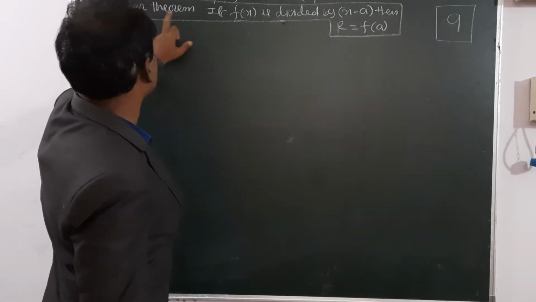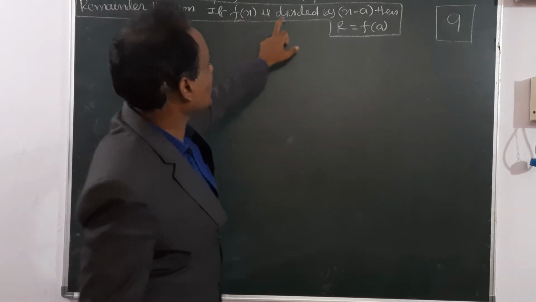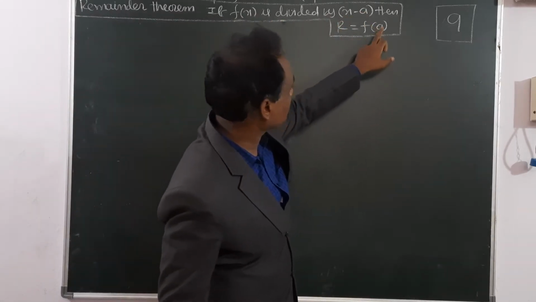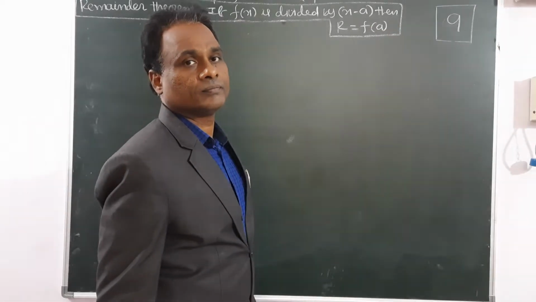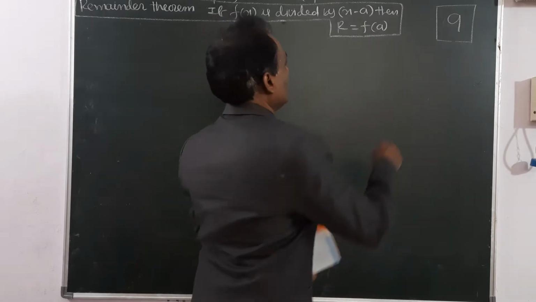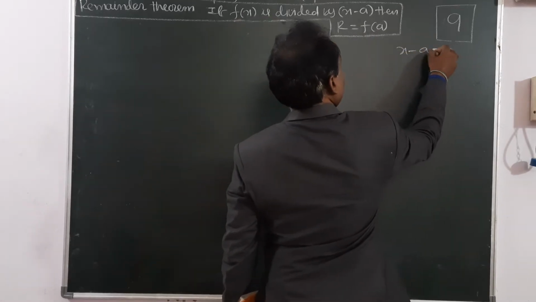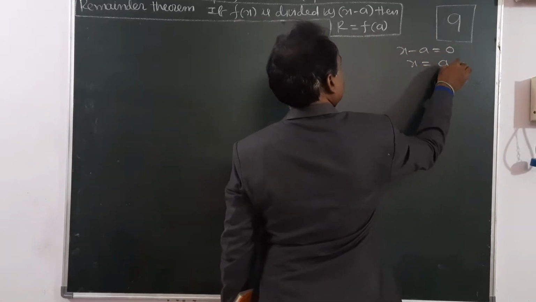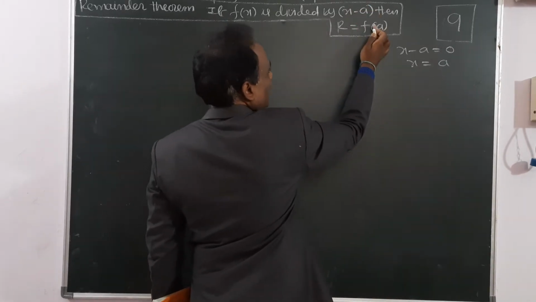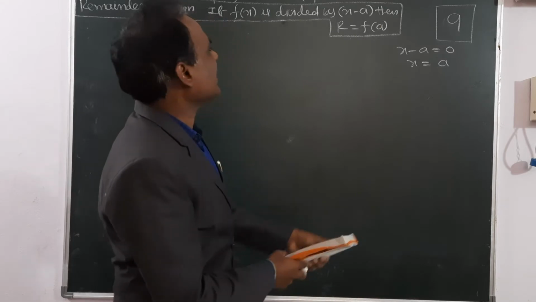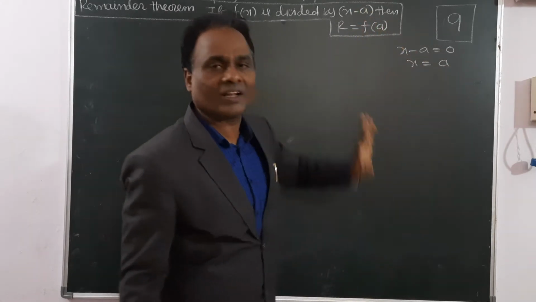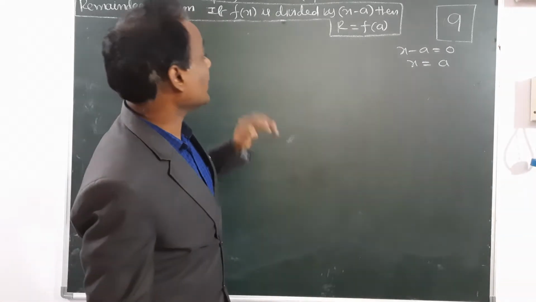So the remainder theorem: if f of x is divided by x minus a, then the remainder is f of a. That means this should be equated to 0. How did we get a? x minus a is equal to 0, so x is equal to a. Suppose it is x plus a, we will get minus a here. Equate it to 0, whatever x value you write here. That's it. So this is the remainder theorem.